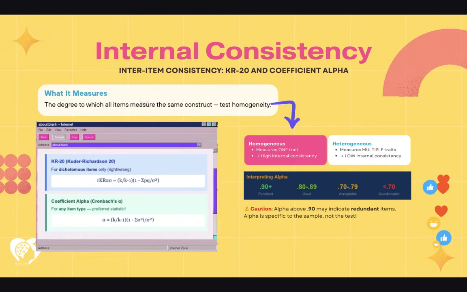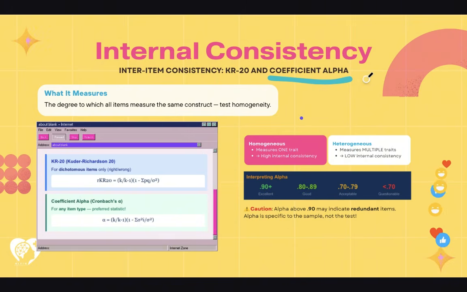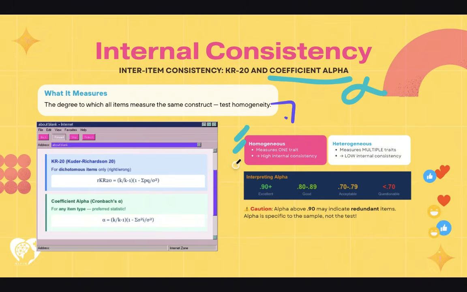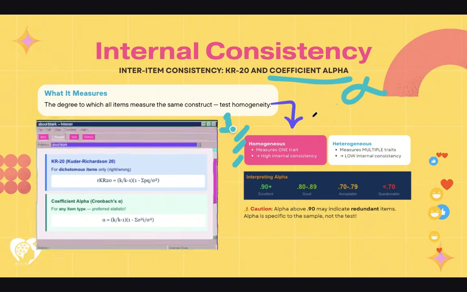Now, what is internal consistency, especially coefficient alpha or the Cronbach alpha? You will encounter this again and again. Let's start with what it measures: the degree to which all items measure the same construct, or test homogeneity. What does it mean if your test is homogeneous? It means all items point to or report that they're measuring one thing.